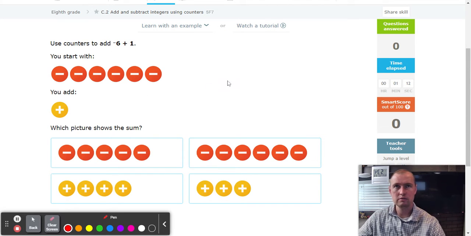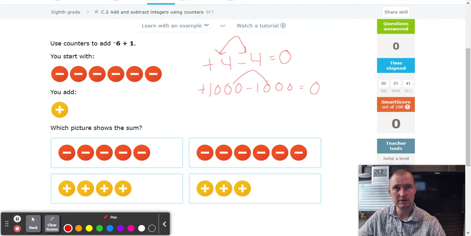Now, quick review. Let's say for an example, we have a positive 4 and a -4. Positive 4 minus 4, well, because they are opposites, you have $4 and you lose $4, it's going to give you 0. And it doesn't matter how big the numbers are. Let's say you have a positive $1,000 and you lose $1,000. Well, guess what? It's still 0 because they're opposites.